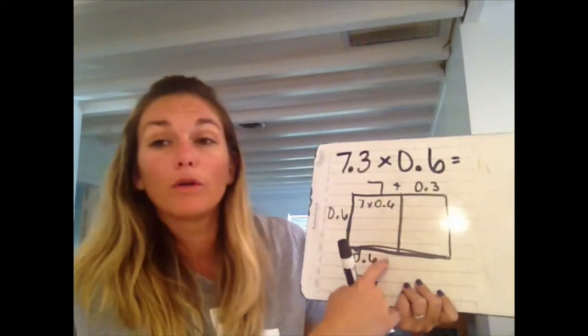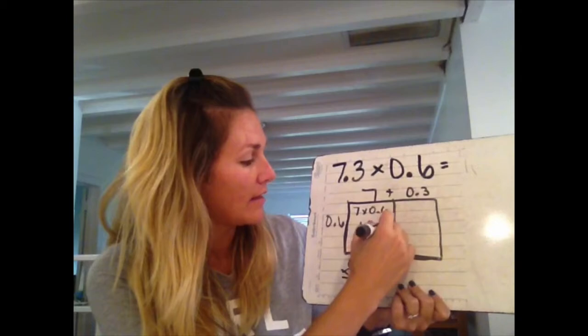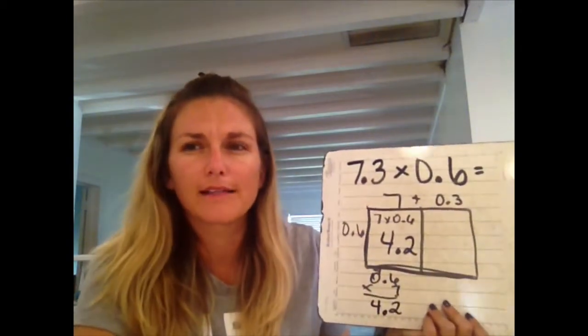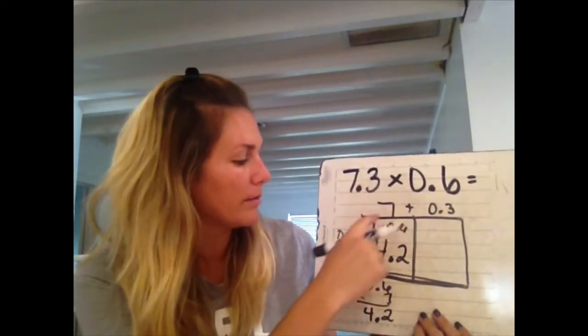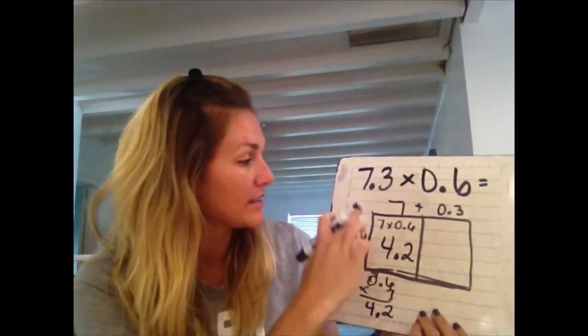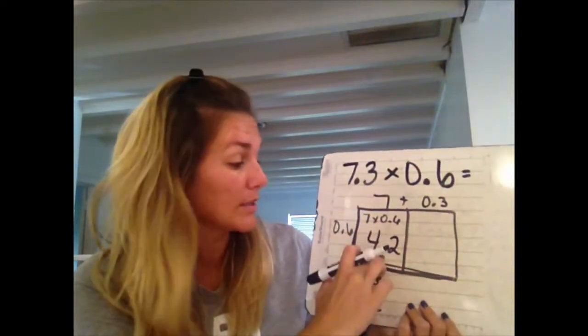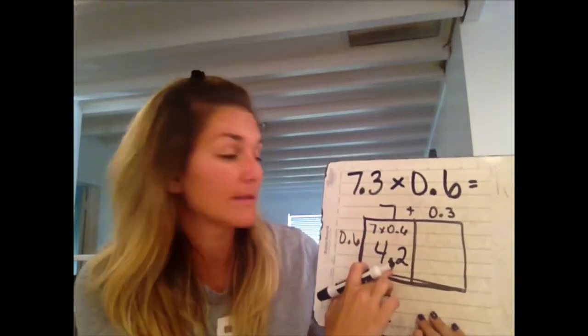And because I have a whole number times a 10th, my answer is going to be to the 10th. Because remember in our last little part, we talked about whole number times 10th. My answer is a 10th. If I know that 6 times 7 is 42, I could just write 42 and then move my decimal over so that I have my 2 in my 10th place.